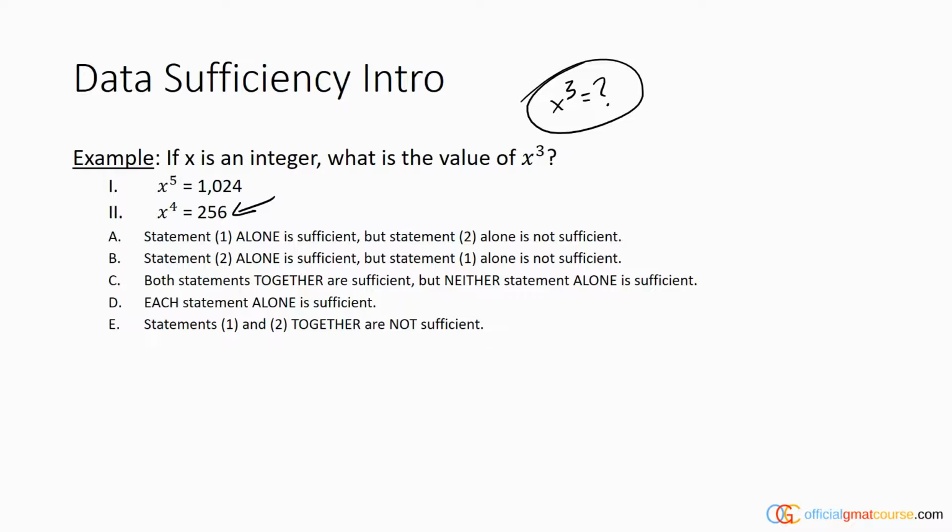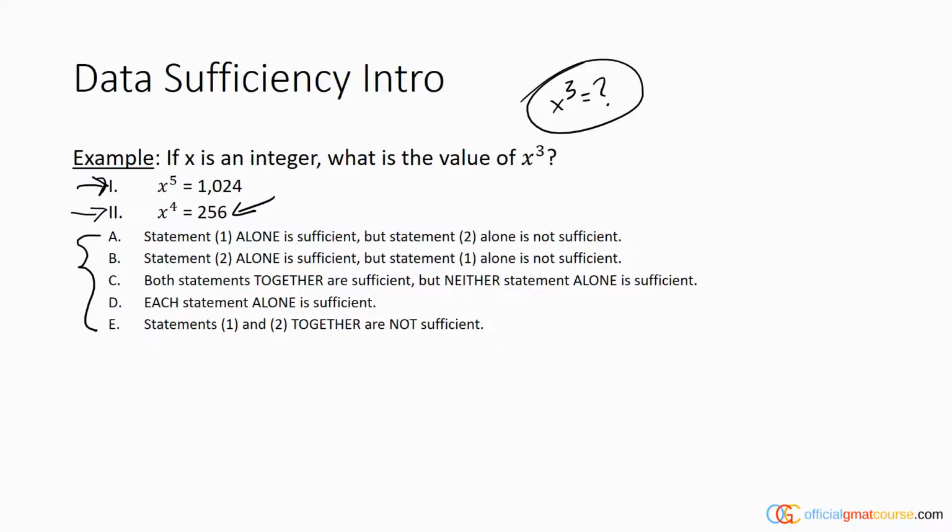Looking at the statements, statement 1 says x to the 5th power is 1024, and statement 2 says x to the 4th is 256. Now we'll get into how these are slightly different, but you can see what they're doing. They're both helping to evaluate what x is equal to. And before we dive into it, I want to look at our answer choices here.